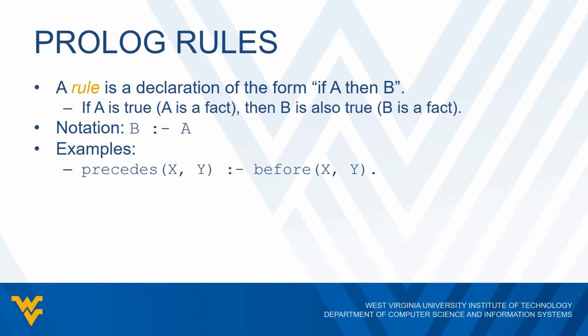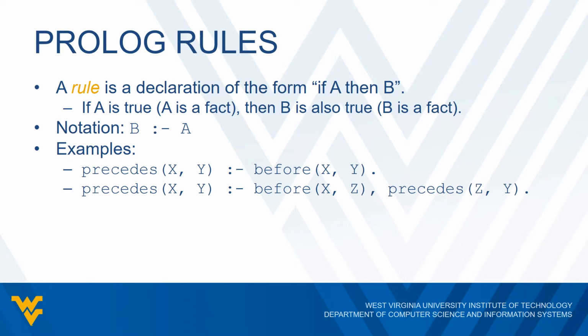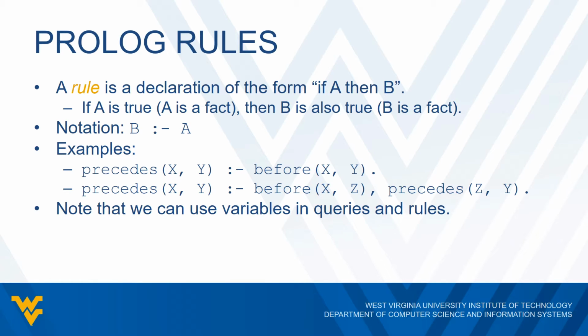So we can say something like precedes XY, colon dash before XY, which means if X is before Y, then that implies that X precedes Y. And then we could also say precedes XY, colon dash before XZ, comma precedes ZY, which means if X comes before Z and Z precedes Y, then X precedes Y. These are pretty much the exact same examples we just talked about with the president ordering. So here, X, Y, and Z are simply variables. So we can use variables in queries and rules as well.